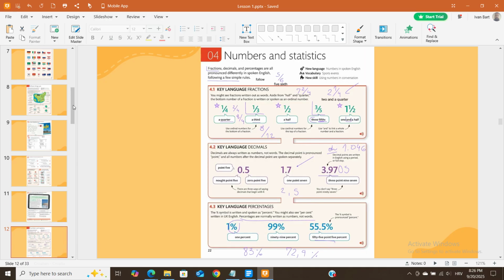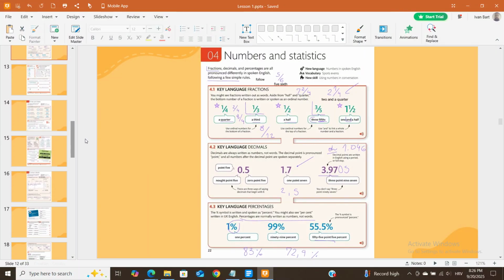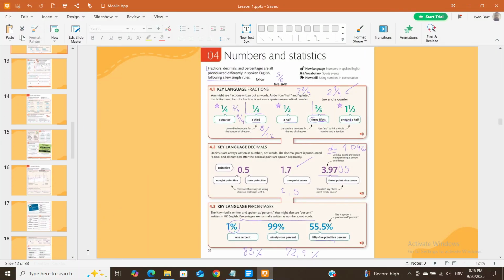4. Numbers and statistics. Fractions, decimals, and percentages are all pronounced differently in spoken English, following a few simple rules. 4.1 Key language: fractions. New language: numbers in spoken English. Vocabulary: sports events. New skill: using numbers in conversation.